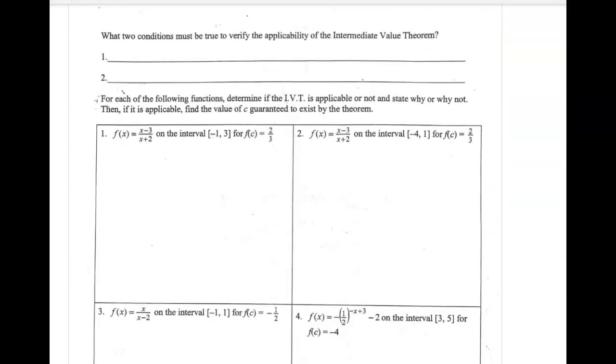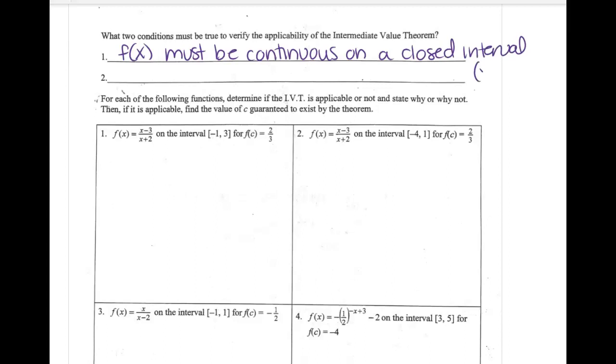So, what conditions must be true to verify whether IVT applies? First one, f of x must be continuous on a closed interval, and that closed interval is x values.